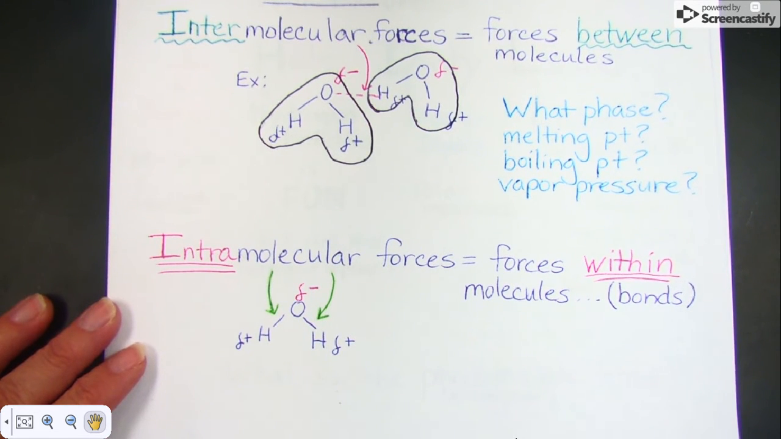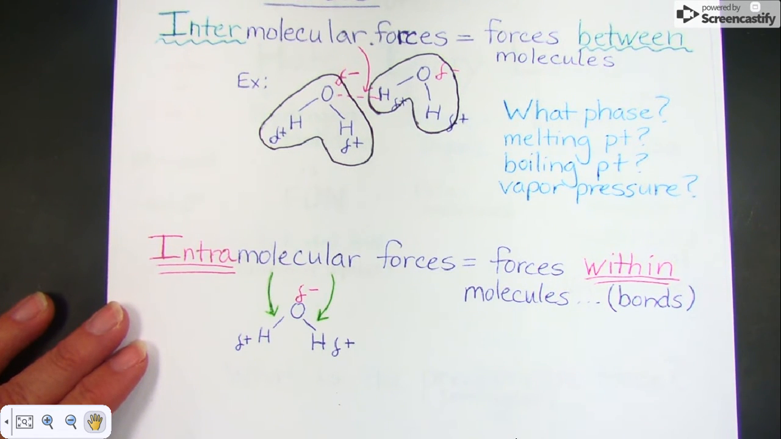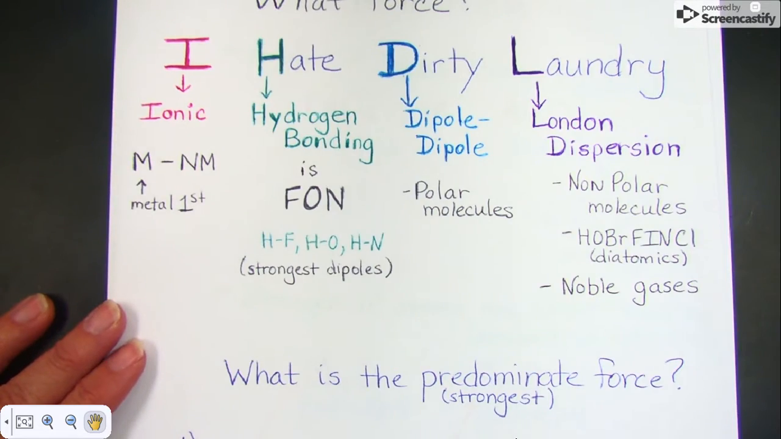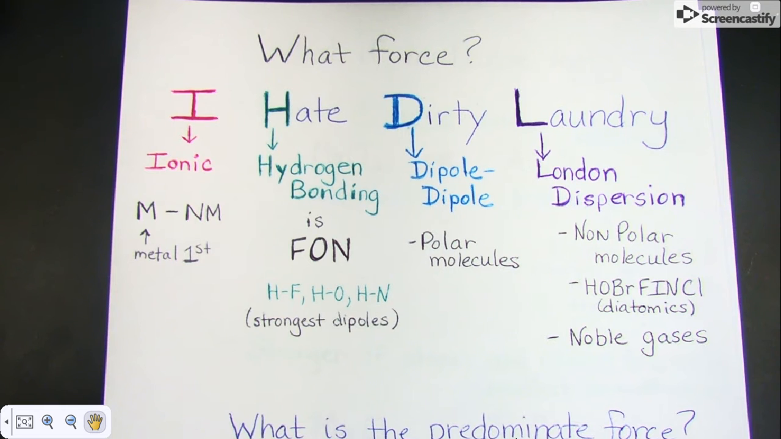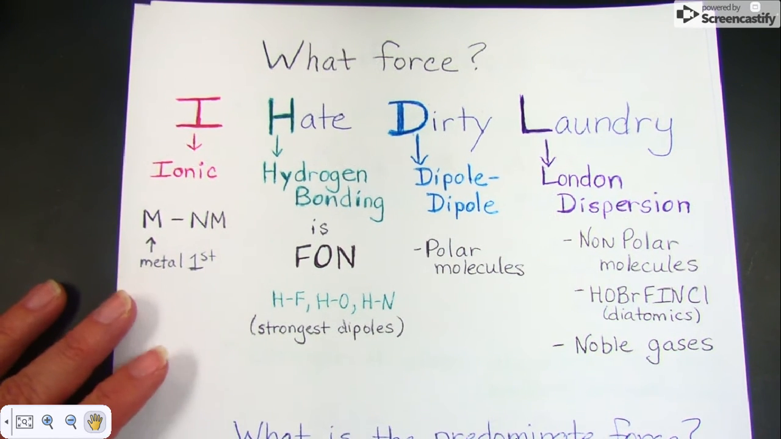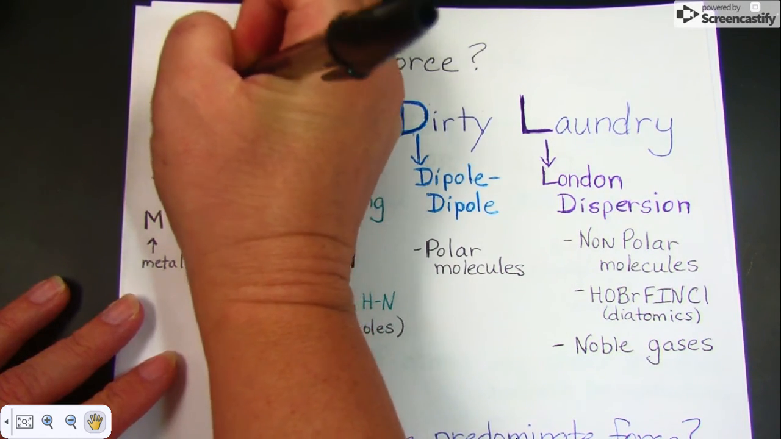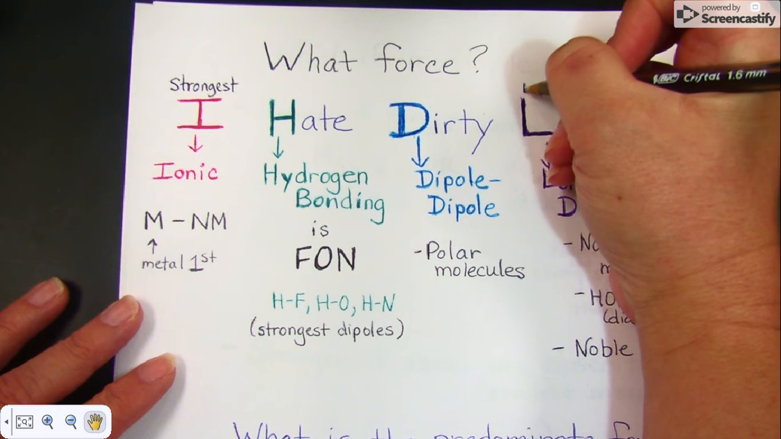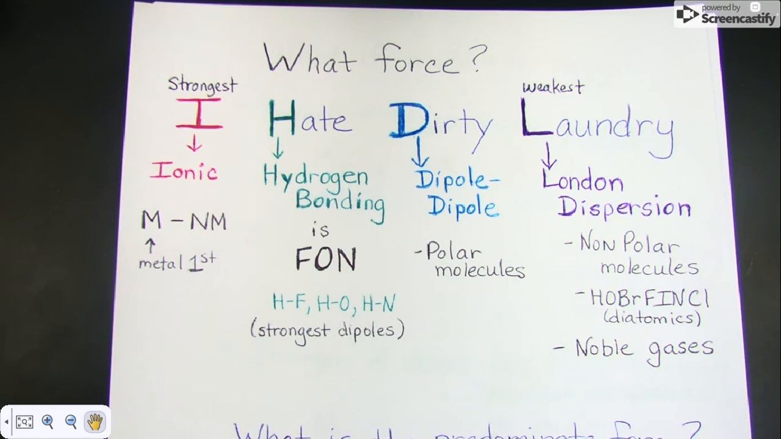Now, what we need to do in order to determine questions like, hey, who has the highest melting point? Who has the lowest boiling point? Whatever questions we're going to ask are based on what the force is. We have a hierarchy. Hierarchy means we put them in order, and they are going from strongest to weakest. So ionic over here is the strongest, and London, or London dispersion, is the weakest. In order to remember this, I just put it into an acronym. I call it I hate dirty laundry, which I do. So I hate dirty laundry.